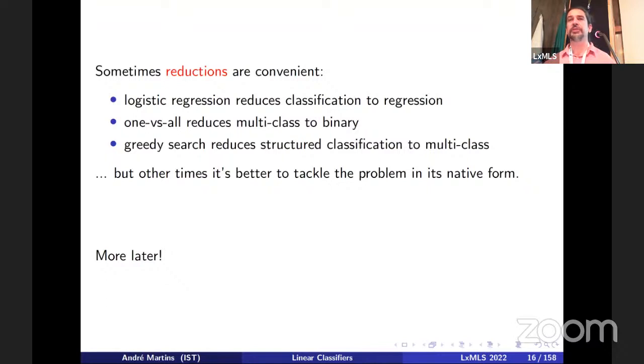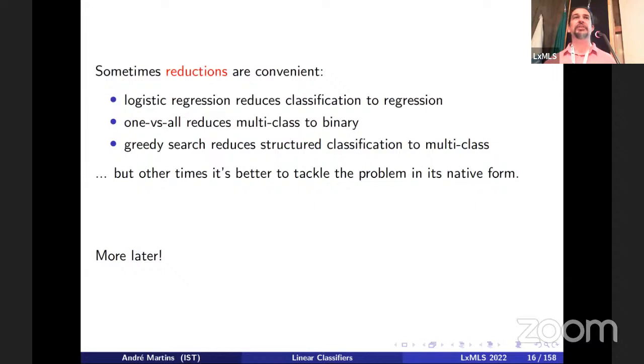So sometimes it's possible to move from some of these problems to another. This is called reducing a problem to a different form. For example, logistic regression reduces classification to regression. This is going to be covered in the second part of this class. And one versus all is a technique that allows us to reduce multi-class classification to binary classification. We're also going to briefly talk about that. Greedy search is a way of reducing structure classification to multi-class. We are going to see it later.